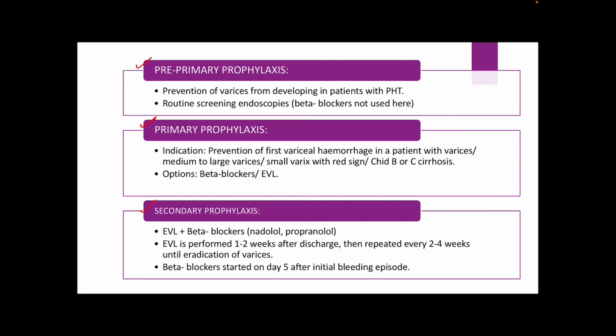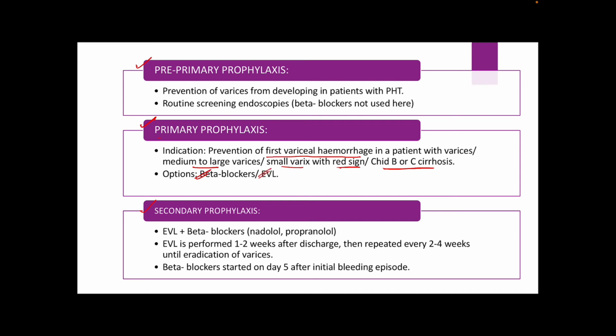Primary prophylaxis is the prevention of the first variceal hemorrhage in a patient who already has varices, if they're medium to large varices, or if it's a small varix with a red sign, or a patient with a Child B or C cirrhosis. In these cases, we want to prevent the first variceal hemorrhage, and that is primary prophylaxis, which can be done either using beta blockers or using endoscopic variceal ligation.